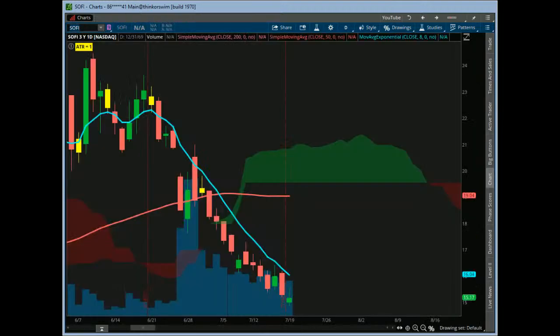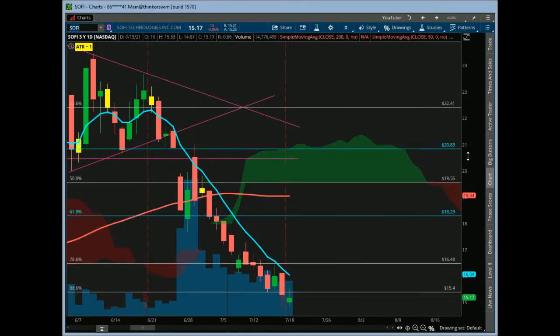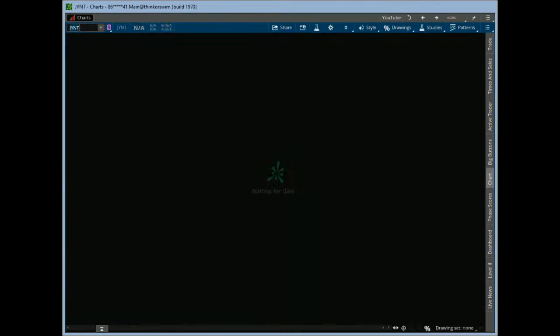Sofi. Still grinding below the 80 MA on this one, so a little bit of caution there. And then JYNT, the stock has been crazy. Let's take a look at JYNT.